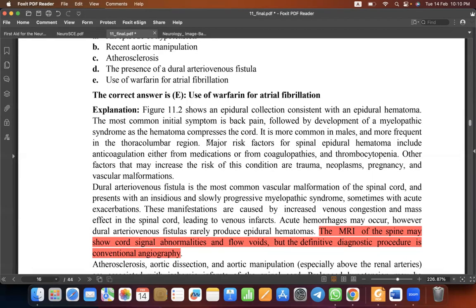This manifestation is caused by increased venous congestion and mass effect. They may lead to venous infarct. Okay, so acute hemorrhage can occur. Dural arteriovenous fistula may rarely produce the epidural hematoma as well.